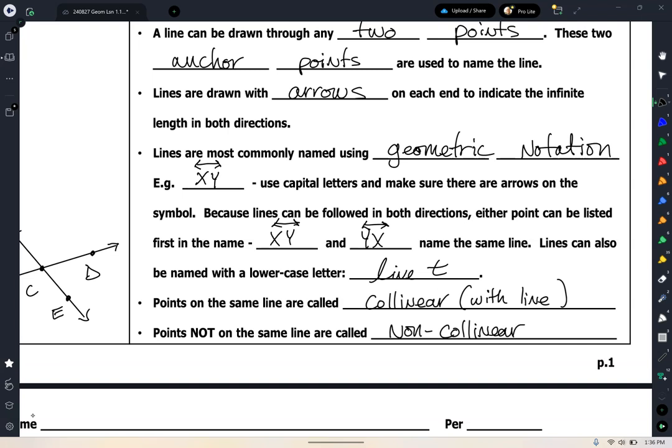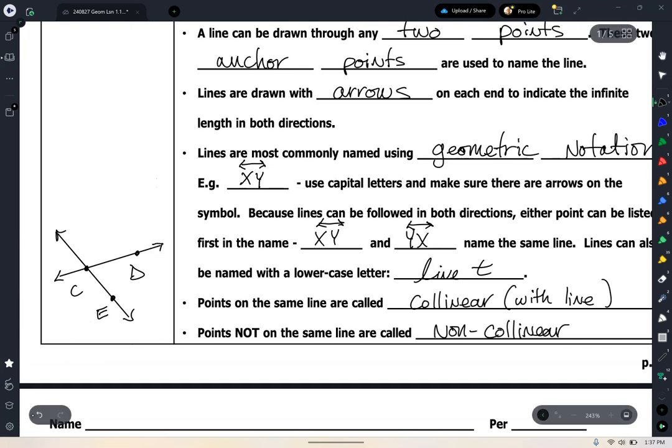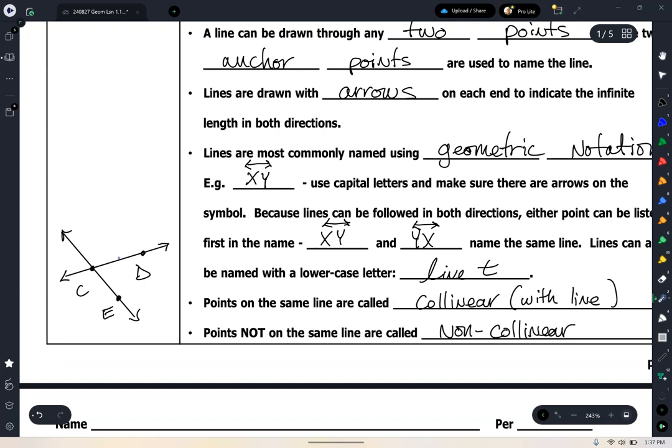Now, this is important for us. These are points that cannot be connected with one straight path. Any 2 points can be connected with one straight path. So, stands to reason to have non-collinear points, we'd need at least 3. You see how that works? There's got to be a third point. Now, if I had a third point right here, that could still be 3 collinear points.